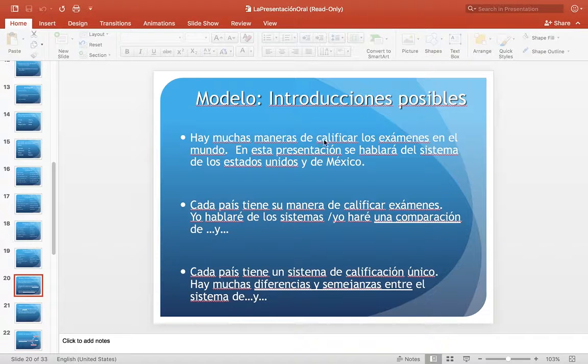So there are many ways of grading tests in the world. This presentation will talk about the United States and Mexico. So you could do that, except you could just put treatment of immigrants. Hay muchas maneras de tratar a los inmigrantes en el mundo. There are very different ways of treating immigrants in the world. This presentation will speak of the United States and of Colombia. So you got several really good ones here. You can look through those. You're welcome just to steal one today.